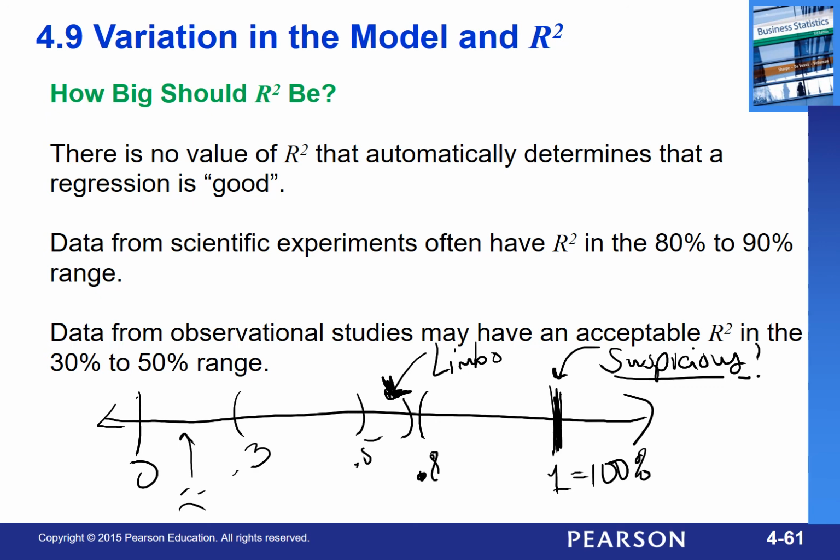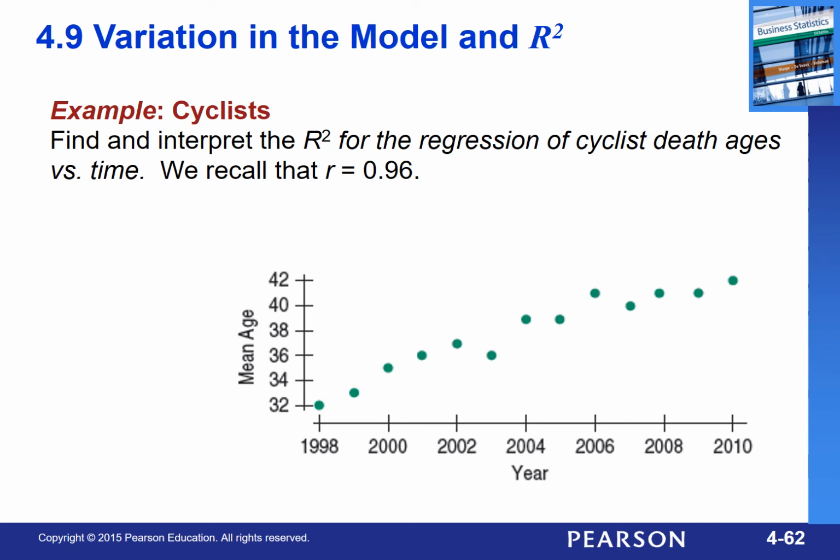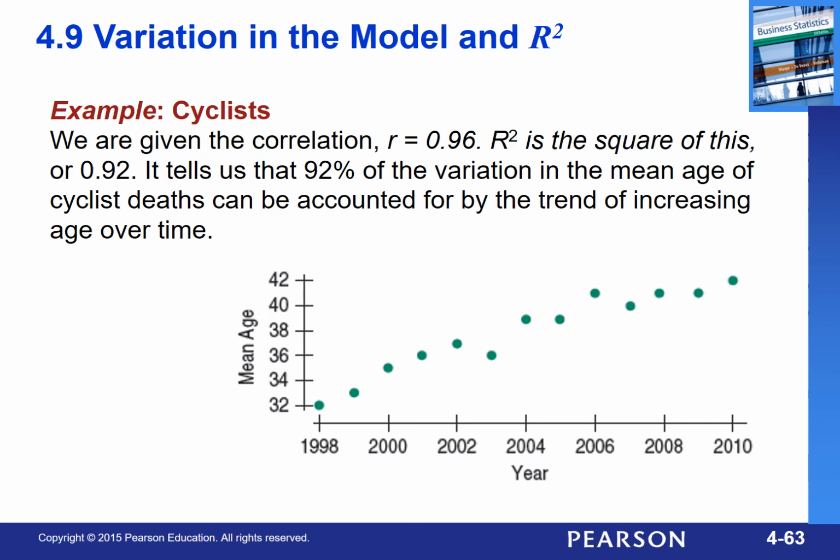Let's look at an example. Oh no, the cyclist data again. Okay, so the R value for the cyclist data is actually 0.96. So let's look at what the R squared is going to tell us. If you square 0.96, it is 0.92, and that tells us that 92% of the variation in the mean age of cyclist deaths can be accounted for by the trend of increasing age over time. So, mean age of death is caused by time. 92%. That's pretty darn good. Not good enough to be suspicious, but pretty darn good.